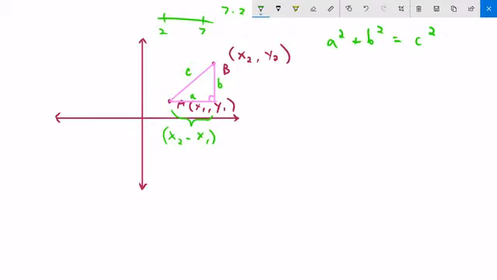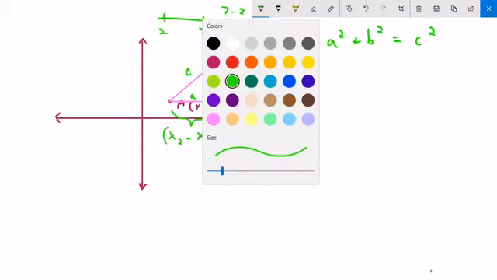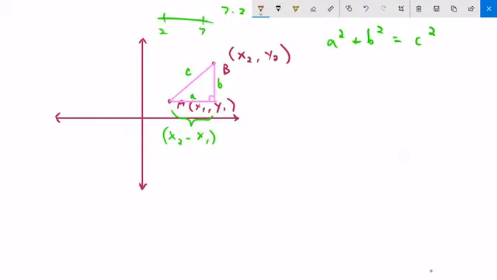And then what do you think our equation would be for the distance in the vertical direction right here? It would be y sub 2 minus y sub 1. Just like that. So that's our two lengths. And look how we labeled the right triangle. A is this horizontal distance right here, this horizontal length, and B is the vertical length.